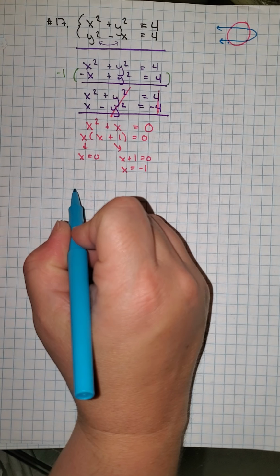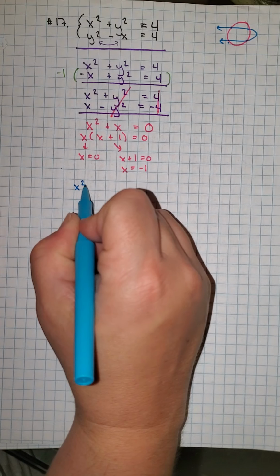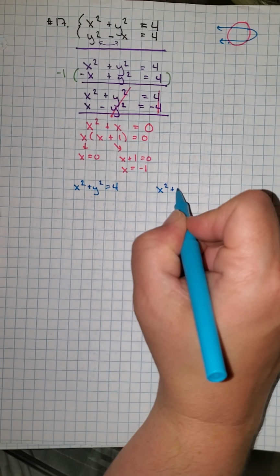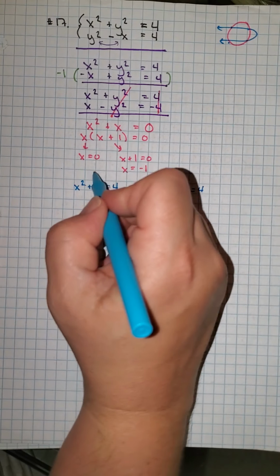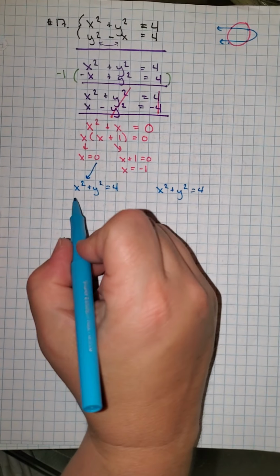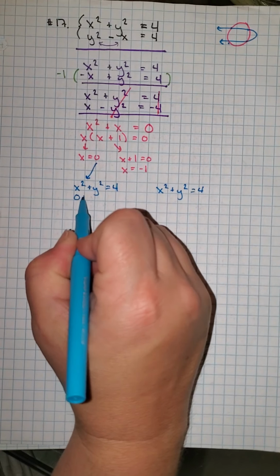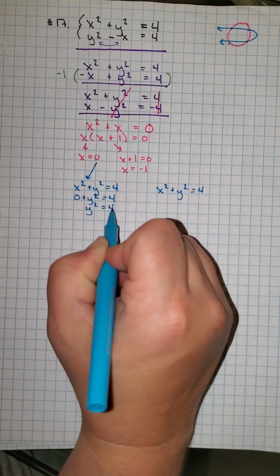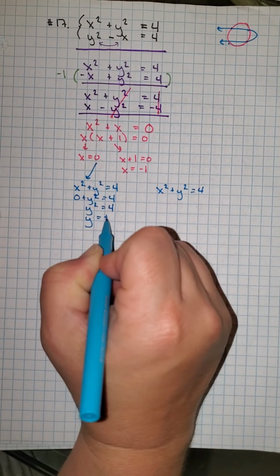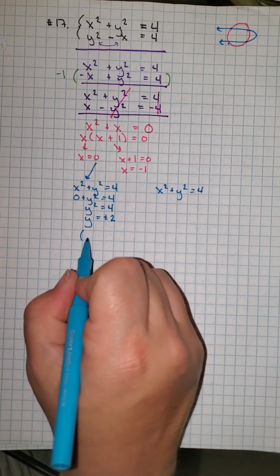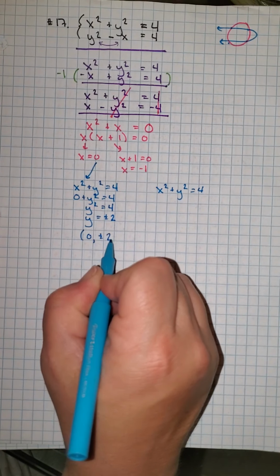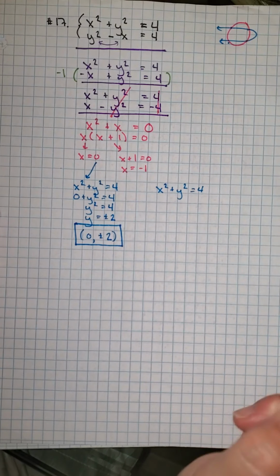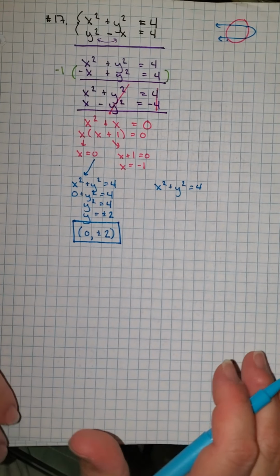So I'm going to use, it doesn't matter, I'm going to use x squared plus y squared equals 4 for both of them. This one I'll plug the 0 in. So 0 plus y squared equals 4, which means y squared is 4, square root both sides, y is plus or minus 2. So there's actually 2 intersection points there. We have one at 0, 2, and one at 0, negative 2. So there's 2 places it intersects.